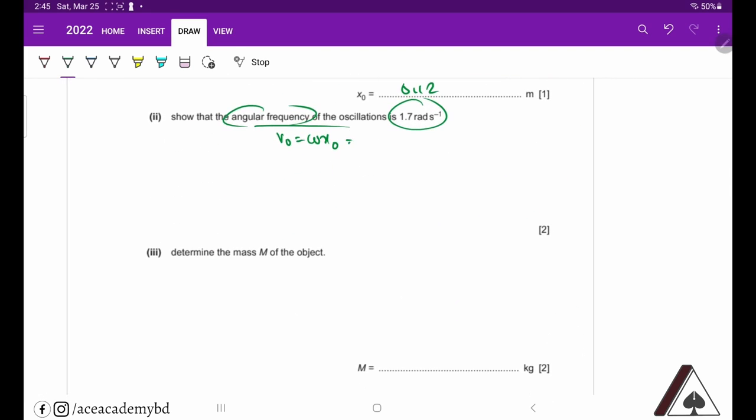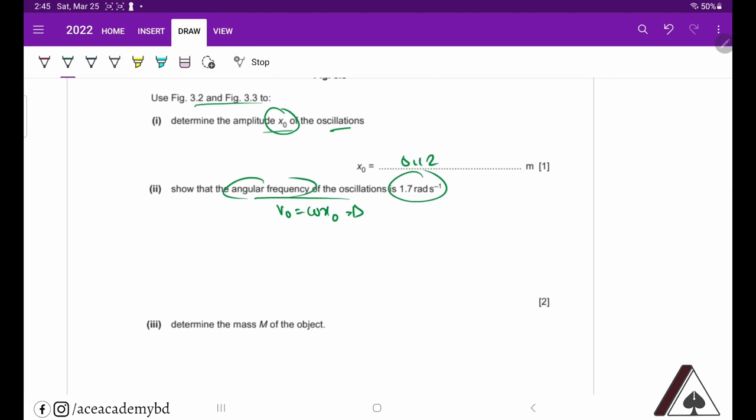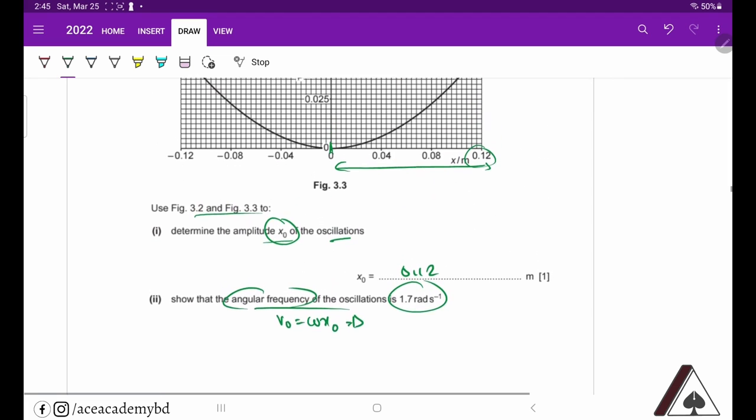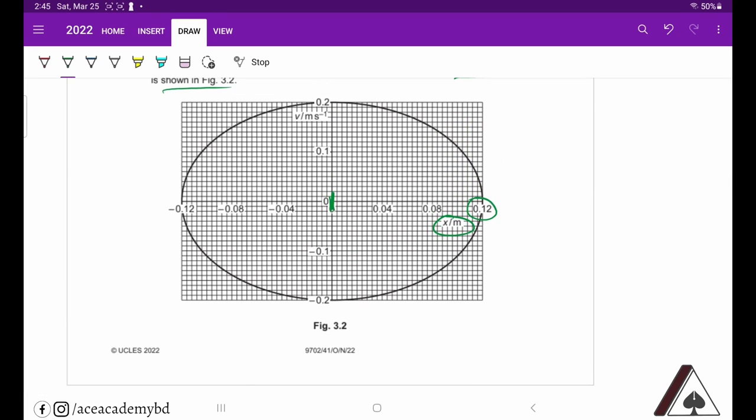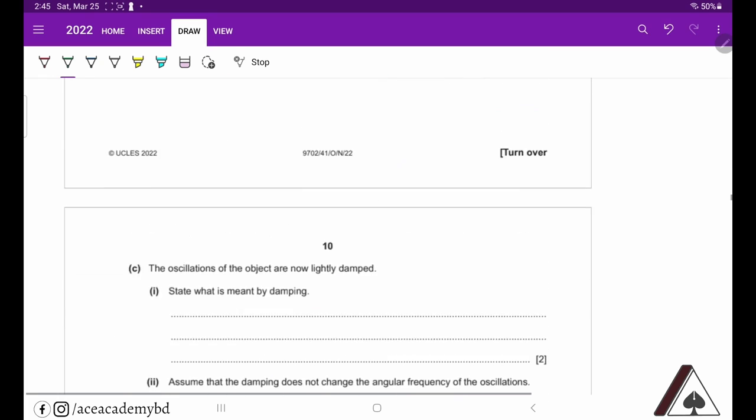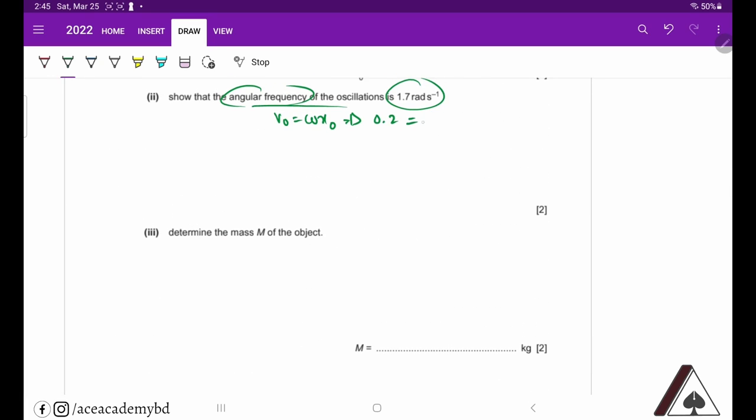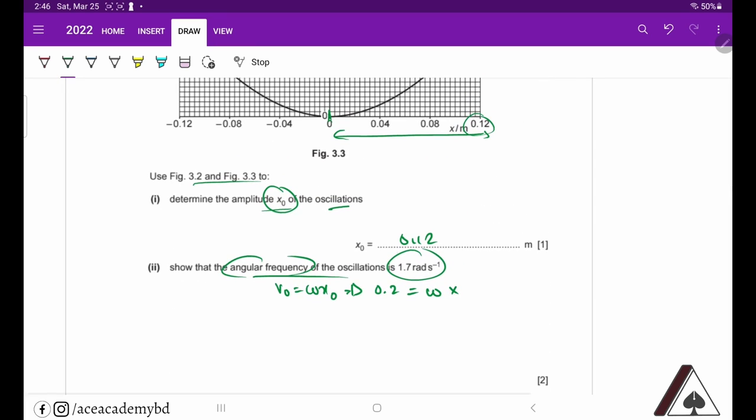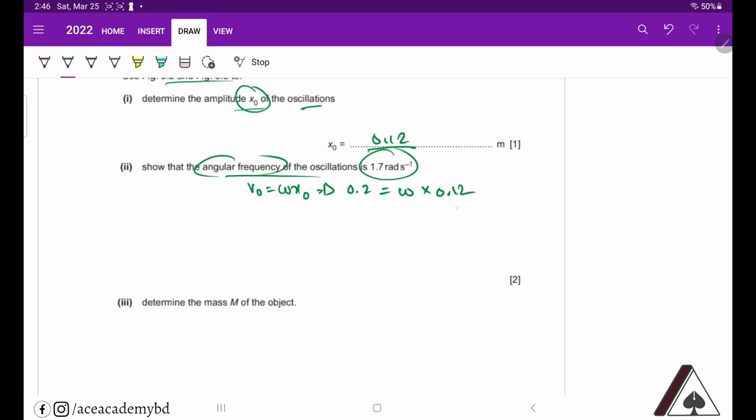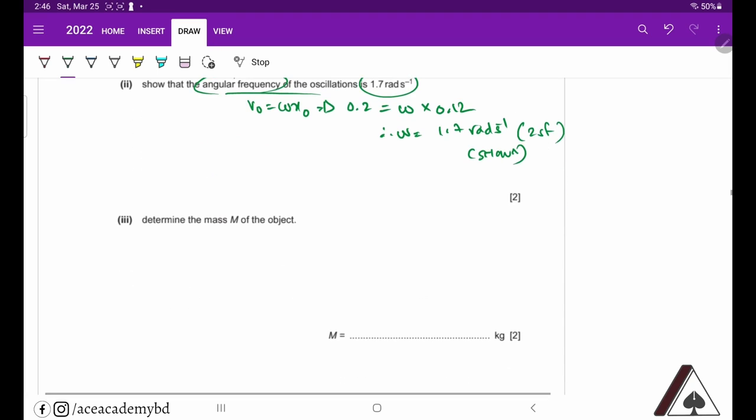So using this equation, we also have the graph to provide us with information. Let's go to the graph over here. We have seen that the maximum velocity, or v naught, is 0.2. So let's substitute 0.2 for v naught in v naught equals omega times x naught. Over here we have already found x naught as 0.12. So if we calculate, it's going to give us 1.7 rad per second in two significant figures. So that's shown.